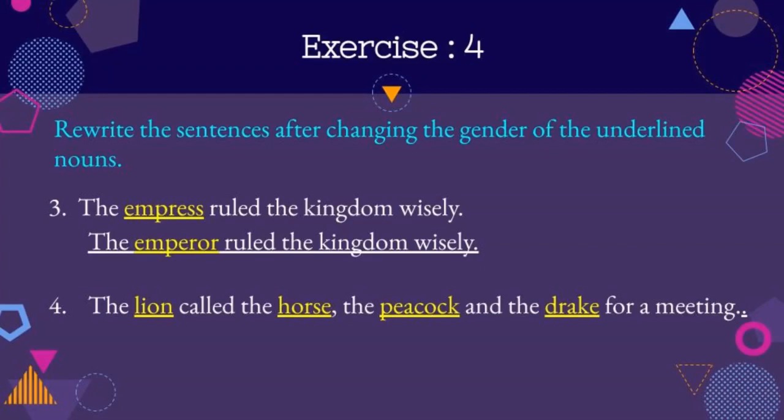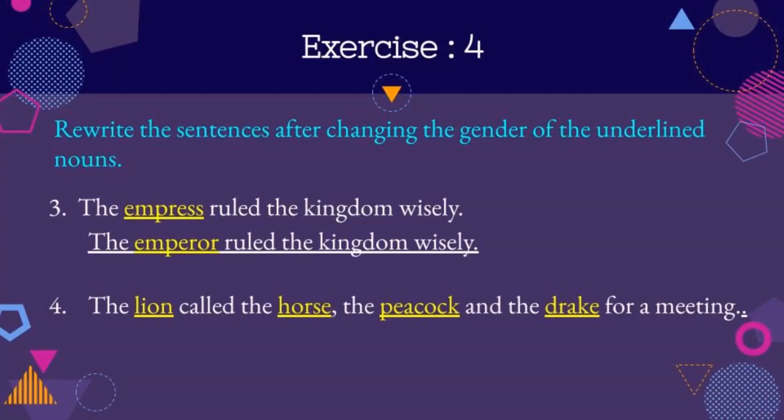What is the opposite gender of horse? It's mare. And the opposite gender of peacock? It's peahen. And the last word, that is drake. What is the opposite gender of drake? It's duck. Duck is the opposite gender of drake.